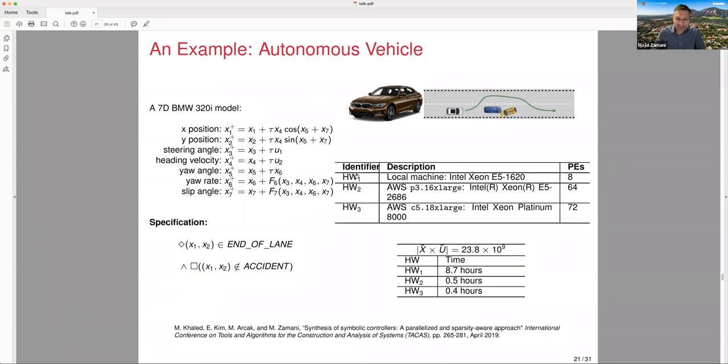So here we tested our experiments on 3 different hardwares. One was our local machine, and then 2 of them on AWS servers. And these are the numbers you see. And by the way, you see the size of the abstraction is on the order of 23 billion transitions. These are how long it takes to build the abstractions together with the controller for these types of specifications over this model of BMW 320i. If you're interested in the details, the parameters for this particular car, you can look at them in this paper.